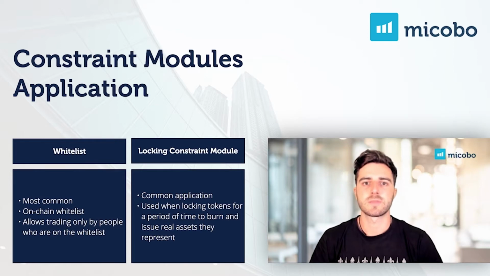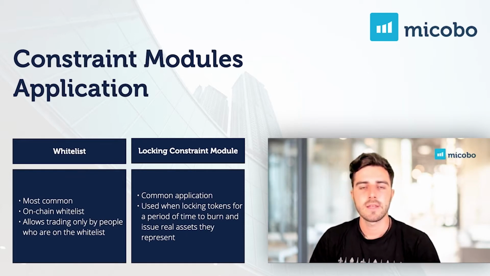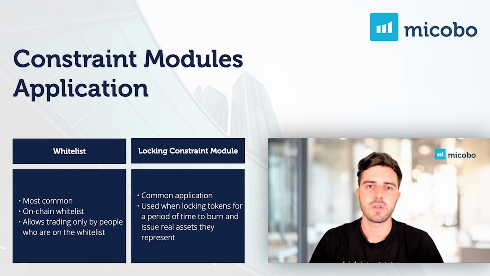A whitelist is probably the most common constraint module. When people go through our KYC, we put them on an on-chain whitelist so that when they try to make a transfer, the smart contract will know that they are allowed to do so. This way, you can make sure that your token will only be traded or possessed by people who are on this whitelist.